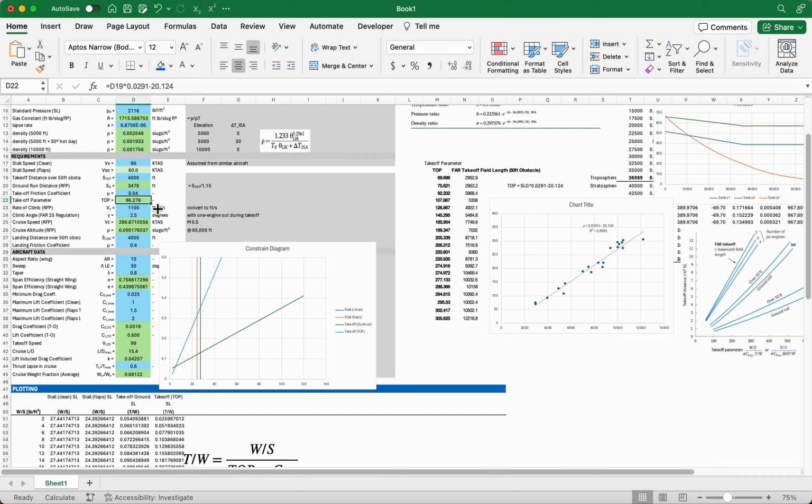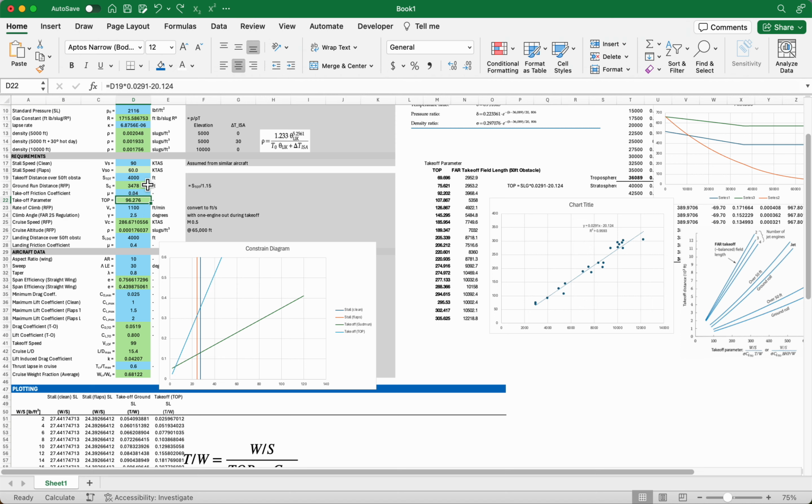We have takeoff parameter right now just under 100. Change the takeoff parameter to 200, and we could see how that reduces the constriction of that requirement. So a higher takeoff parameter is going to give you more design space. Essentially, anything above this line is an acceptable design point. We have enough thrust to take off in the distance given, and enough wing loading to take off in the distance required.